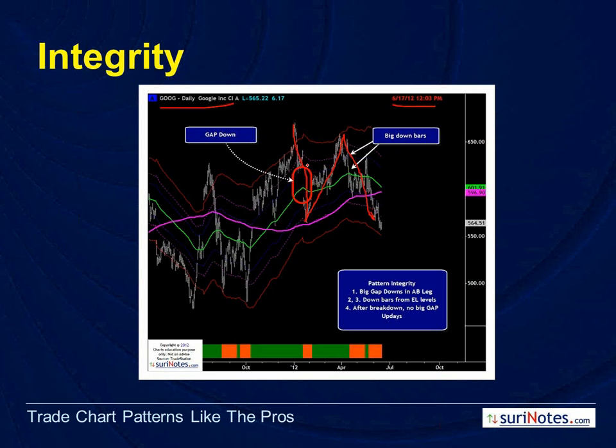ABC bearish. So what we need to see is in the AB leg, which is an impulse leg, we need to see some type of massive down bars, or what I call down gaps. And that's what it's forming. So that itself is a critical sign.